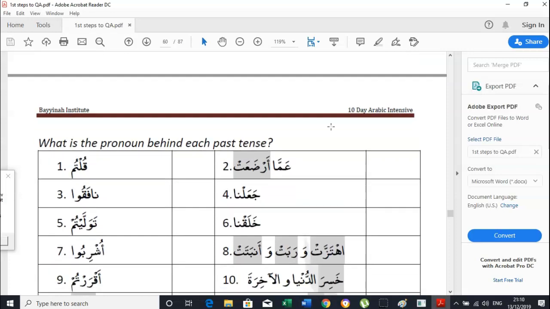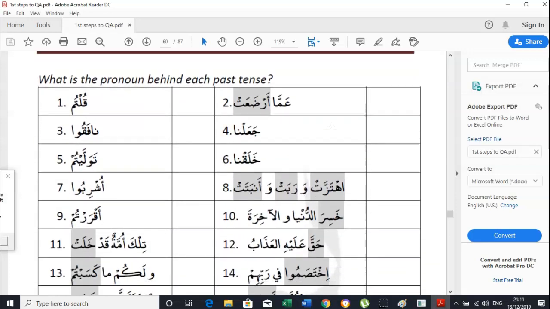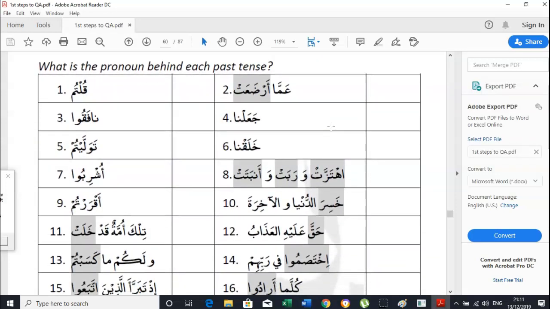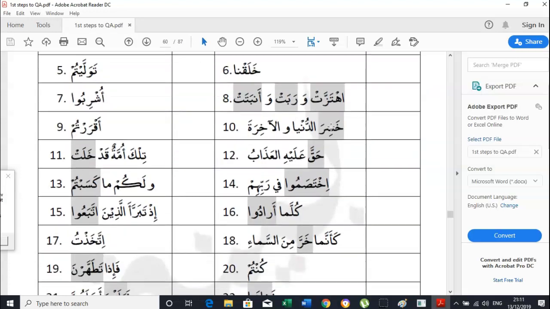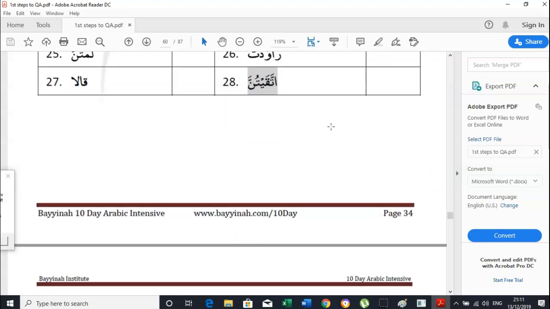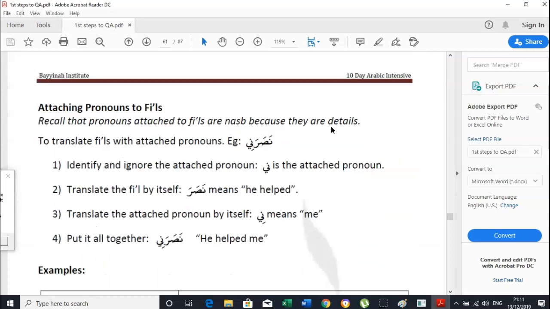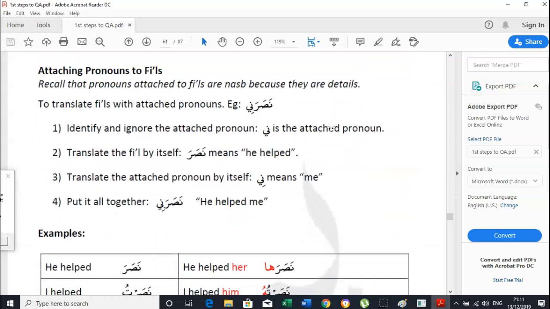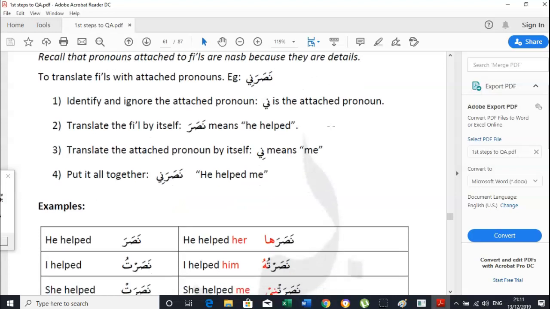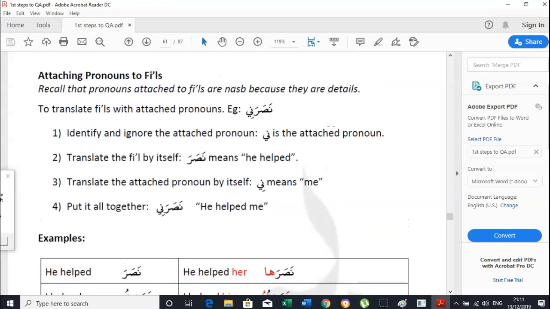Okay, so that should be fine now with you guys. More examples as well. Go to the next page. Yep, it's all homework. Okay, next page. Yeah, inshallah. But remember, memorize the table for the fi'als. Okay, that's the main thing.